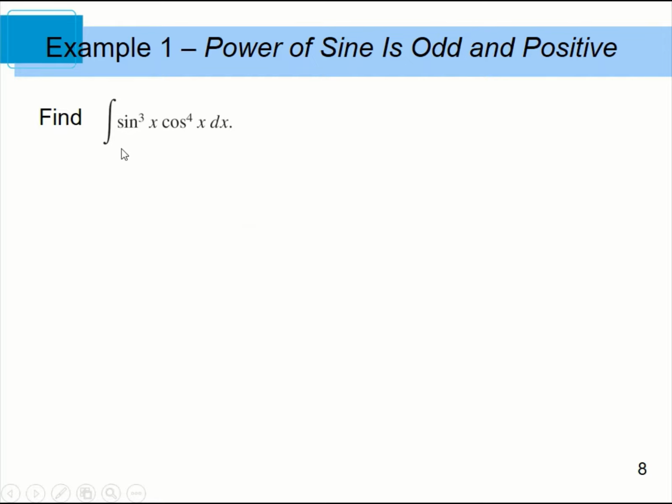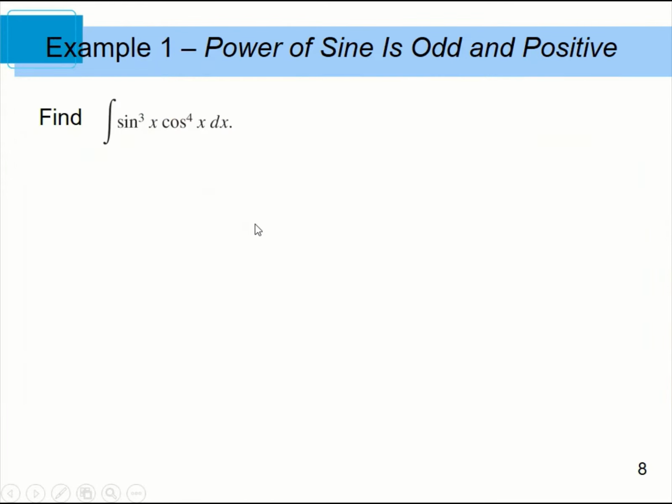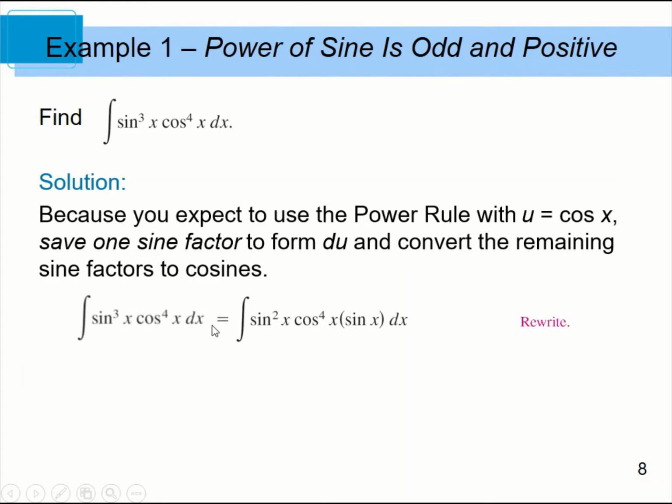Now the first example, we have sine to the power of 3 x, cos to the power of 4 x. We can see the power for the cos is even, and the power for the sine is odd. So we are targeting the odd number, so we focus on the sine. What do we do first? From here we take out one sine, which is reserved for the du later. So we break it into sine square x and sine x. That sine x is the one we reserve for du later.